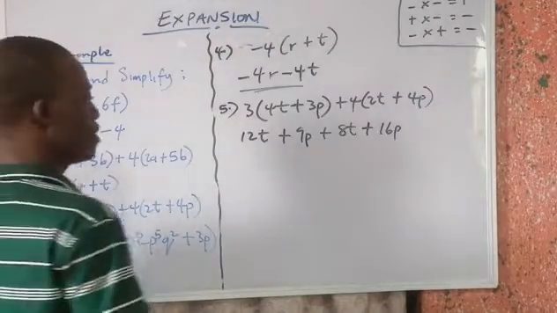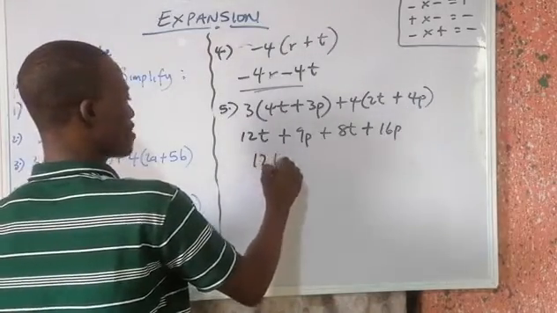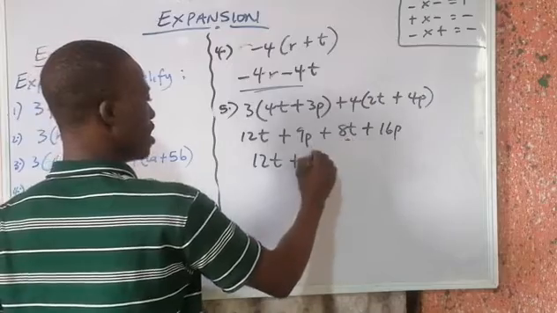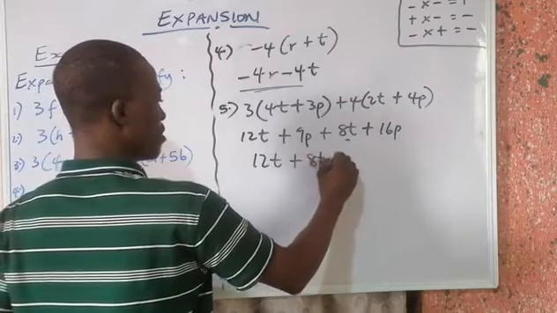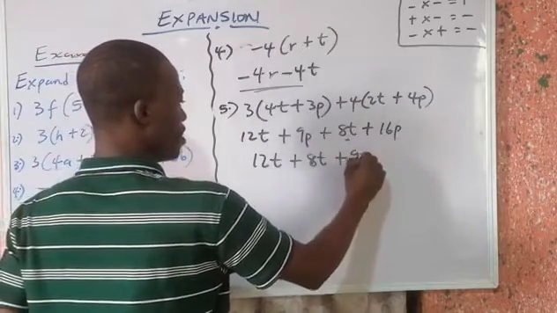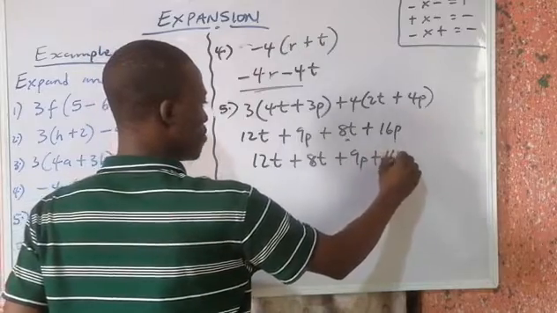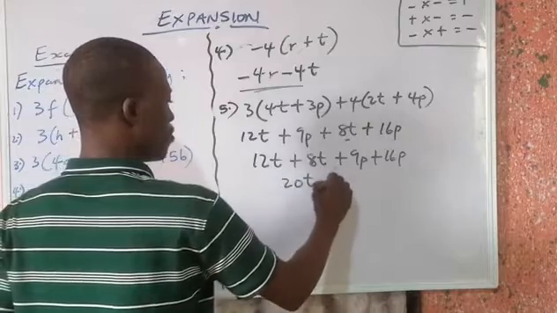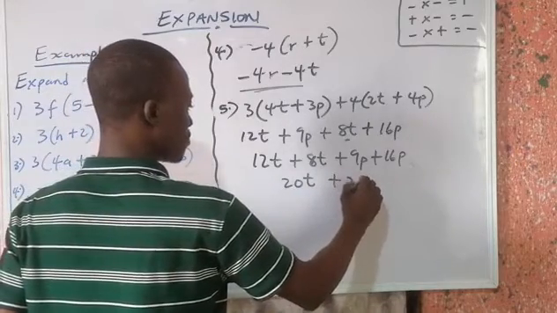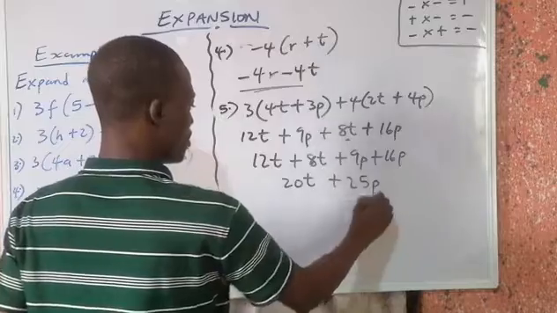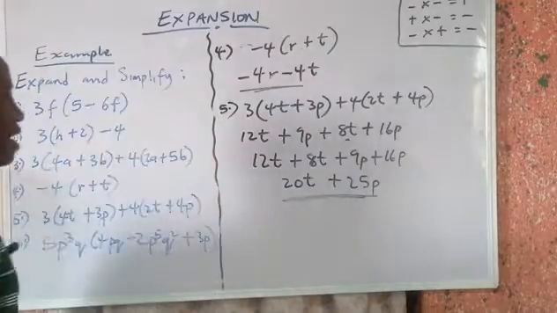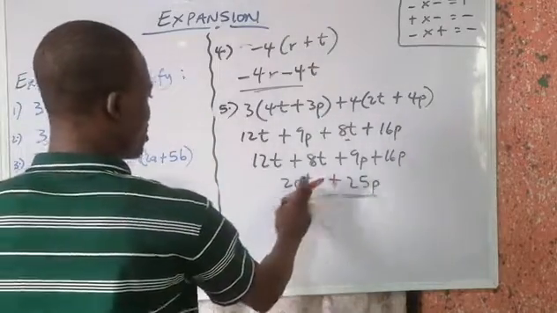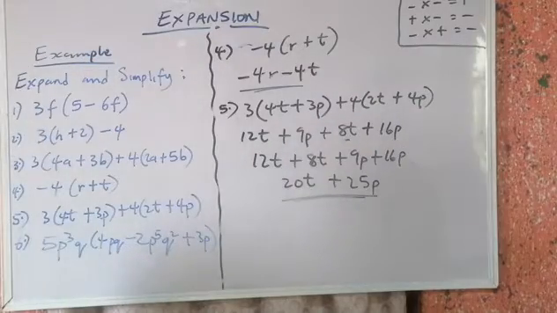Now I can group them in like terms. 12t plus 8t plus 9p plus 16p. So this will give me 20t plus 25p, and that will be my final answer. I cannot add this to this because this is t, this is p. Okay, so straightforward. So let's try number 6.